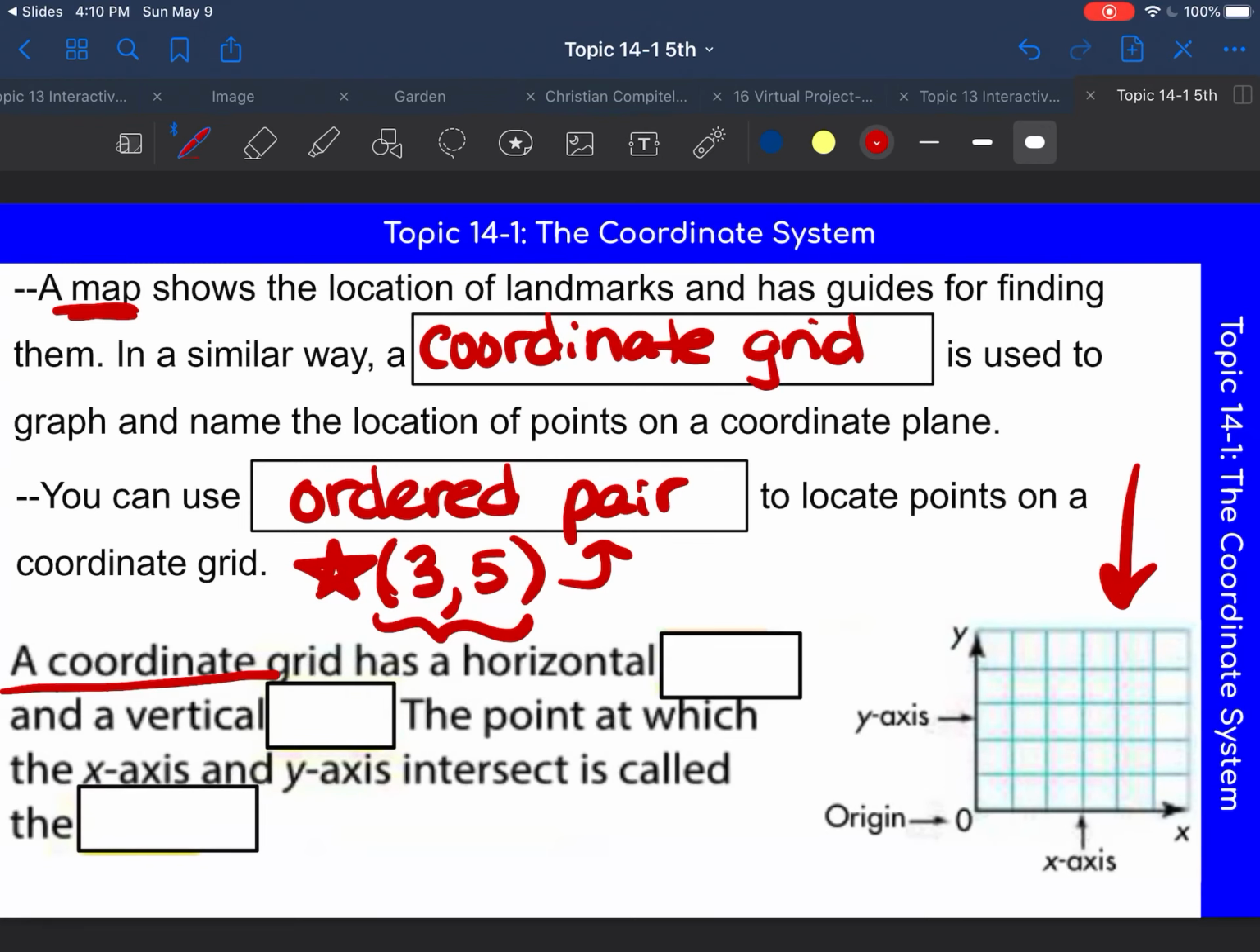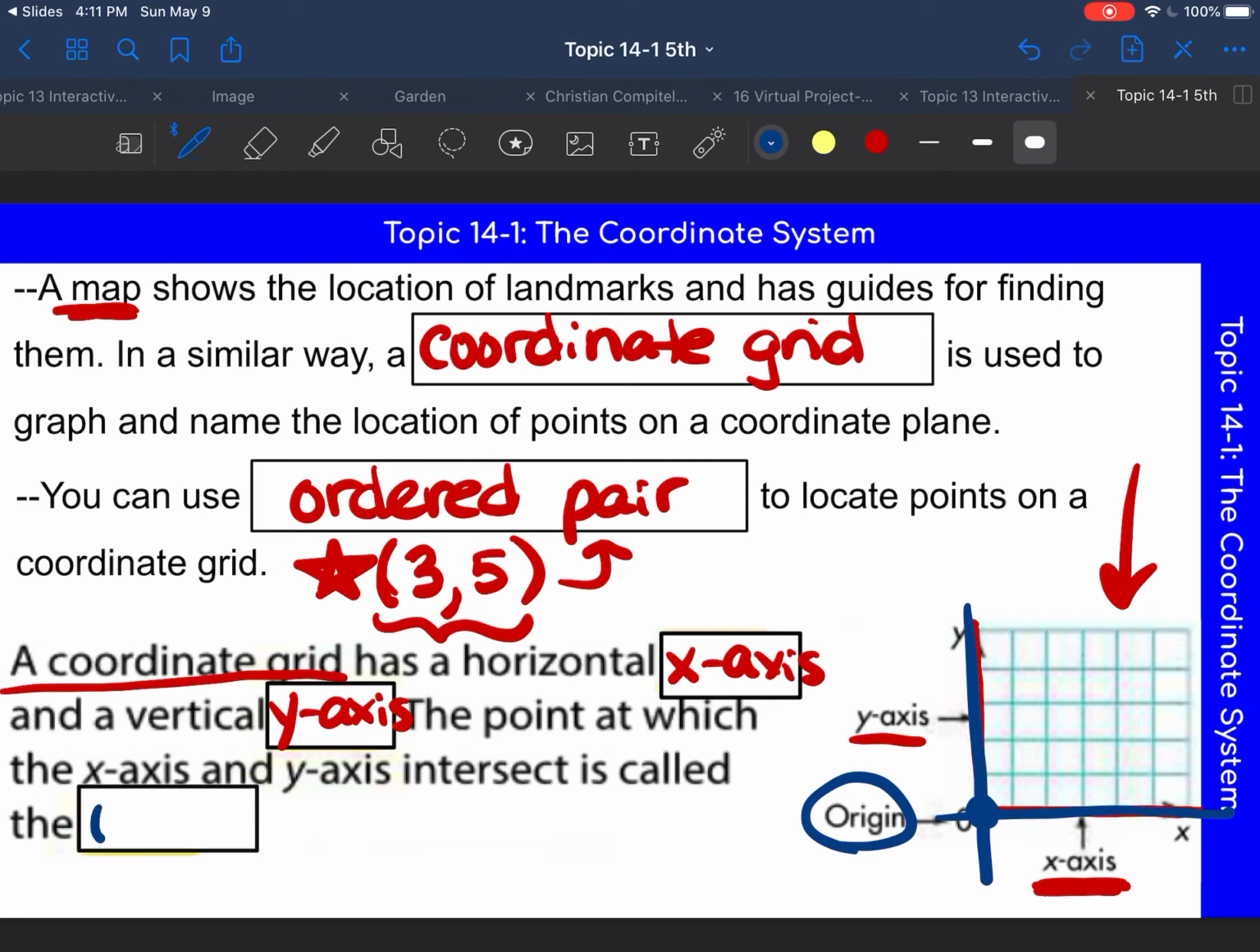A coordinate grid has a horizontal x-axis. This horizontal line right here is the x-axis. And a vertical y-axis. This vertical line right here is the y-axis. The point where the x-axis and y-axis intersect is called the origin. So, a little background about a coordinate grid: we have the x-axis, which is horizontal, we have the y-axis, which is vertical, and where they intersect, that is called the origin.